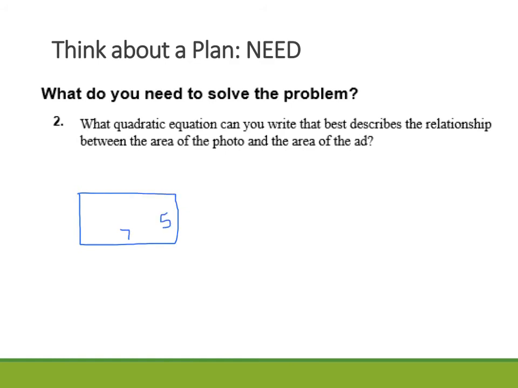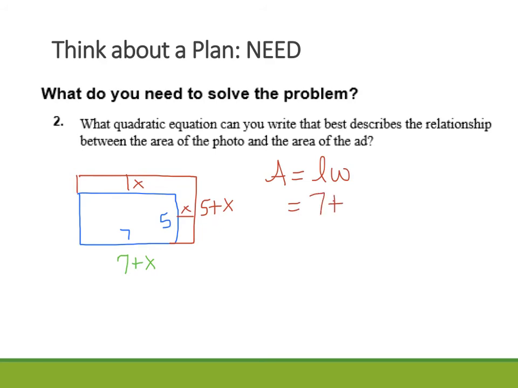So this was 7, this was 5, and then I had a border around here that was x. That's a little bit better than the last diagram I drew. This is x, this is x. And we said, well, the length here is 7 plus x, and then we said that the width is 5 plus x. And we know that we're talking area, and area is length by width. So the area of the ad is 7 plus x times 5 plus x. So that's the area of the ad.